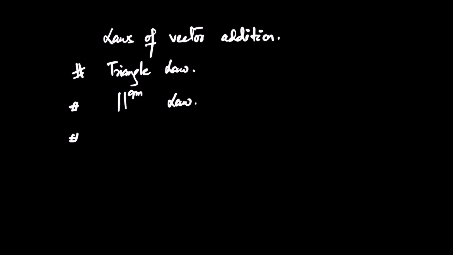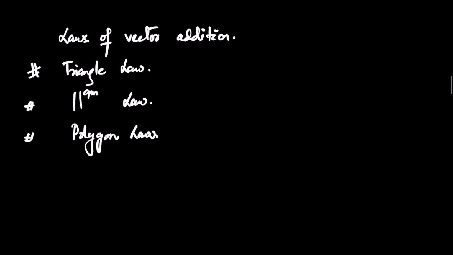We have three laws. The first is called the triangle law. Then we have the parallelogram law. And then the polygon law, where a polygon is a multi-sided figure. We'll be doing the triangle law first.